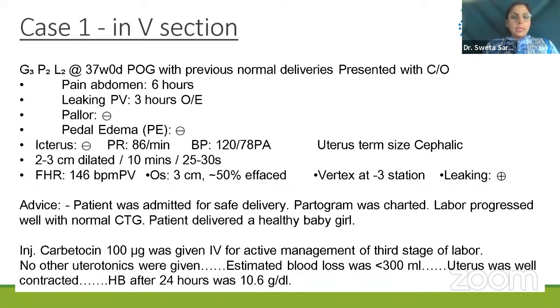We did not use any other uterotonic. The estimated blood loss was, in fact, less than 300 ml, and the uterus was well contracted immediately after delivery, 6 hours after delivery, and even 24 hours after delivery, without the use of any other uterotonic agent. And hemoglobin after 24 hours was well maintained, 10.6 grams. Next slide.